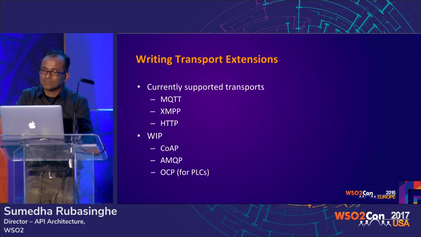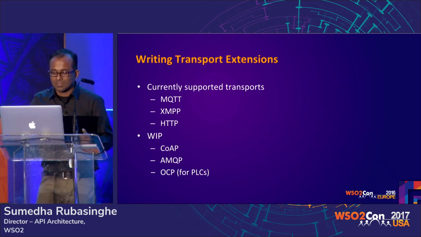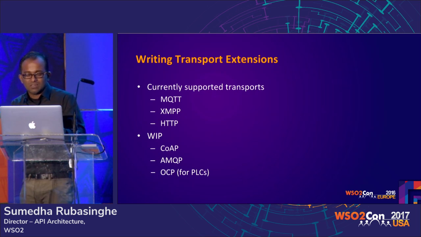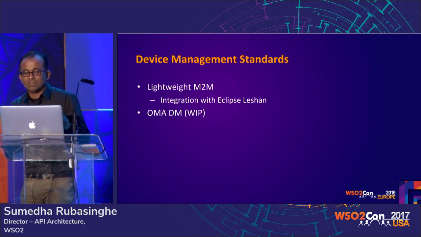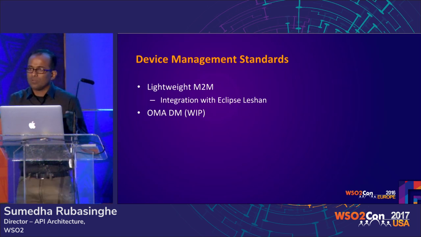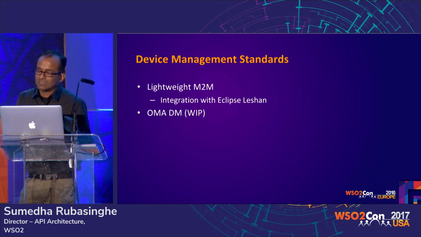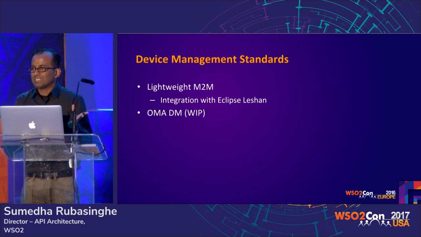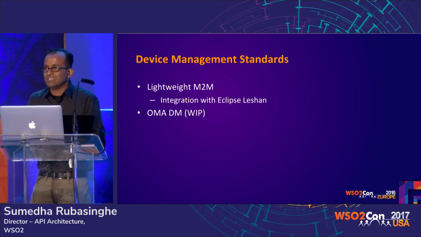And writing transport extensions, at this point we support MQTT, XMPP and HTTP. CoAP is almost done, AMQP is in the pipeline, being worked out. We also have someone working on OPC for PLCs. We also have support for lightweight M2M using Eclipse Leshan. Anybody who has used Leshan from Eclipse? It's a lightweight M2M implementation, and OMA-DM is work in progress for the mobile devices. These two are kind of equivalent. One is for the IoT, the other one for mobile devices. Some customers happen to ask about these standards, but not many seem to be using them.